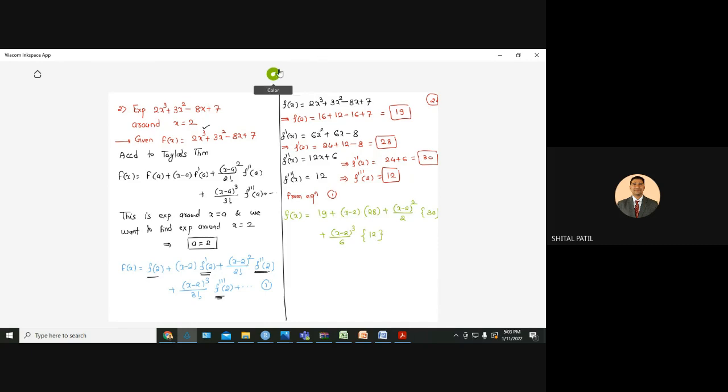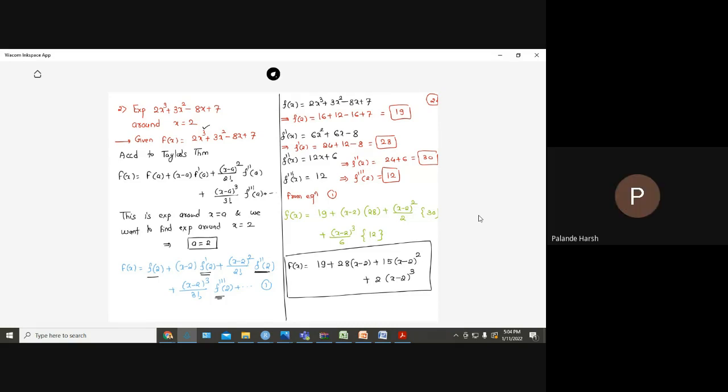Hope everyone is getting this. And therefore, the required expansion is 19 plus 28 (x minus 2) plus 15 (x minus 2) square plus 2 (x minus 2) cube. This is the answer. Getting everyone? Next, go to the next example and we'll understand how we can use Taylor's theorem.